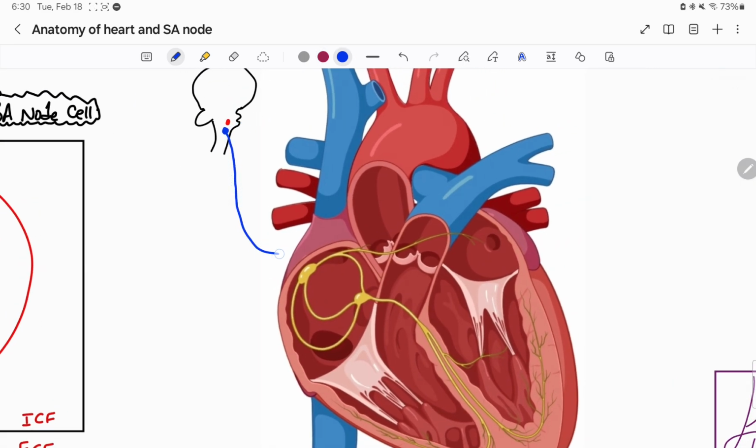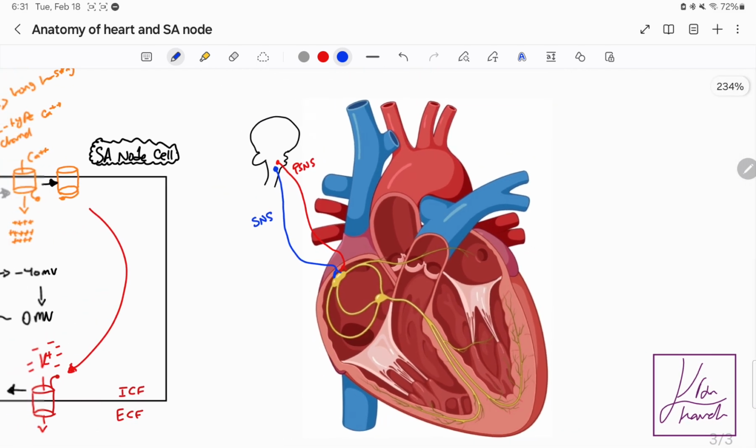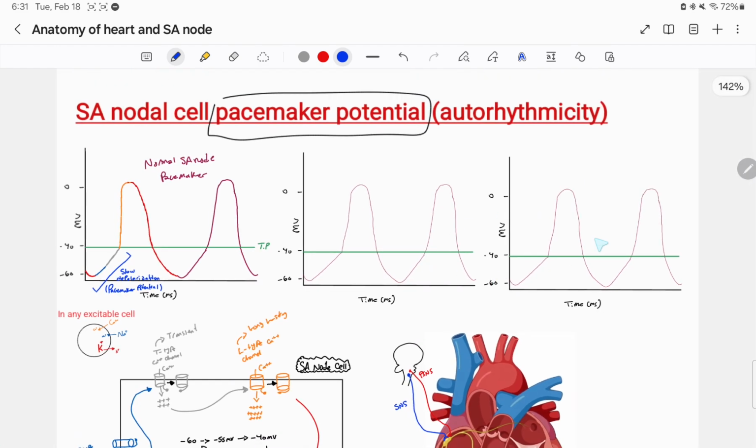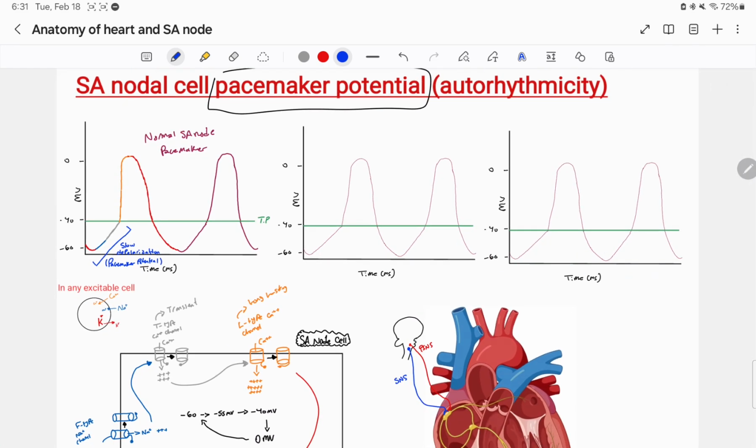And from the brain, we can show right here a neuron, and here another neuron, okay? And in red is going to be the parasympathetic nervous system neuron, and in blue is going to be the sympathetic nervous system neuron, okay? And we're going to take a look over here on these graphs, how they're actually changing the shape of the graph, okay? What are they changing about the graph?